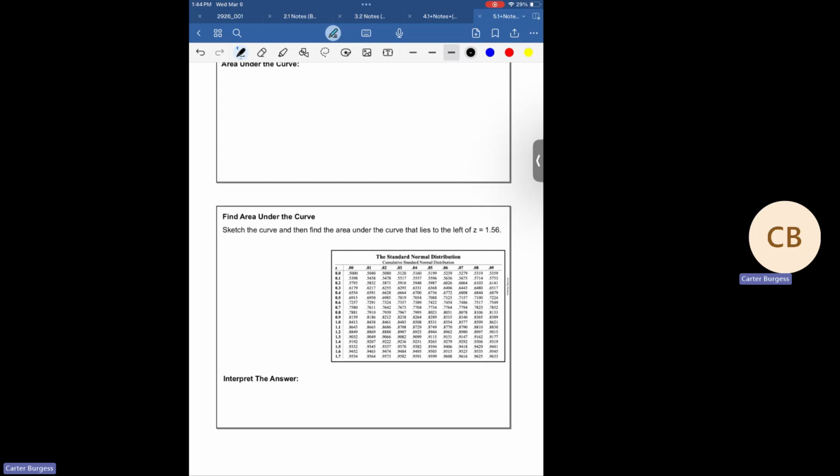If we want to think about what this is going to look like, we'll have some kind of normal curve, like this. We got our mean here, and we say we have a z-score of 1.56. We are looking for the area to the left of this particular value.